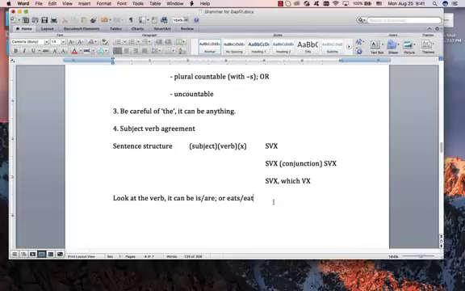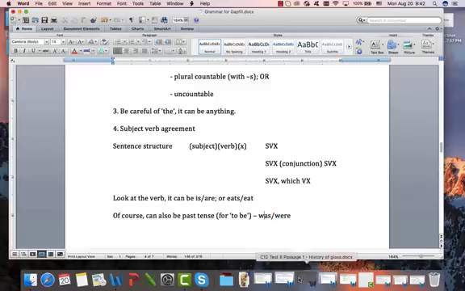I just want to add before we finish, for this video is a bit shorter, it's not only is or are, of course, it can also be in the past tense. So it can also be was or were. But for the past tense, it only applies to the verb to be. Only to be. For other verbs, it doesn't work. For to be, was or were, also look at that. Let's look at an example.